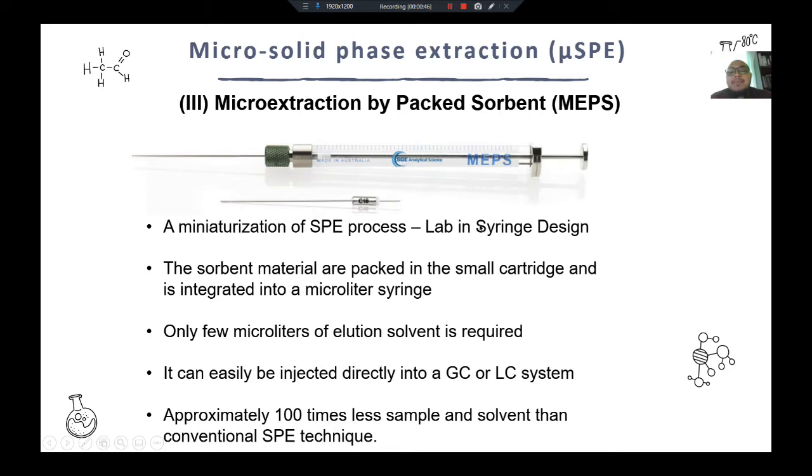It is a lab-in-syringe design: sorbent material is packed in a small cartridge and integrated in a microliter syringe. If we look over here, there is actually adsorbent inside this small cartridge. Only a few microliters of elution solvent are required, and it can easily be injected directly into a GC or LC system. It uses approximately 100 times less sample and solvent than the conventional SPE technique. Very little sample is needed, and not much solvent either. So it is increasingly moving towards micro.